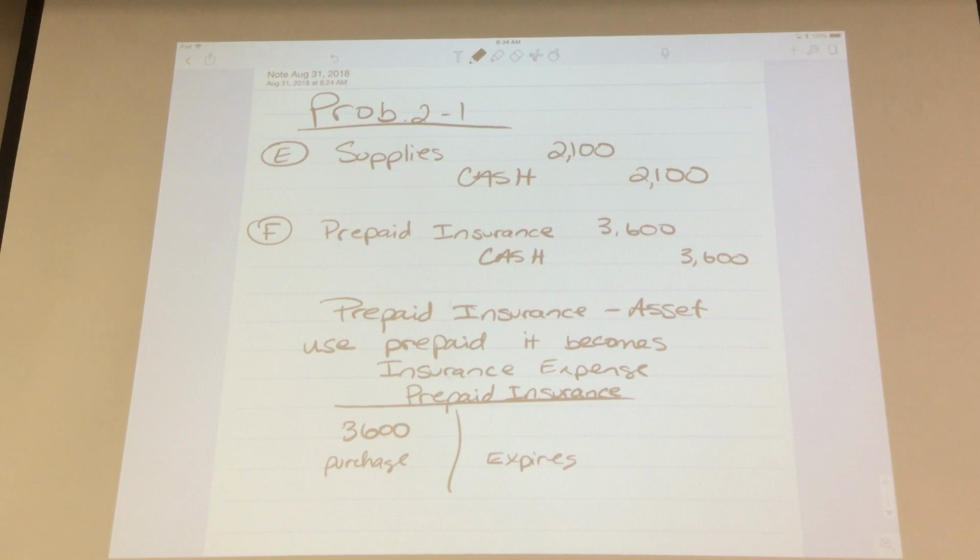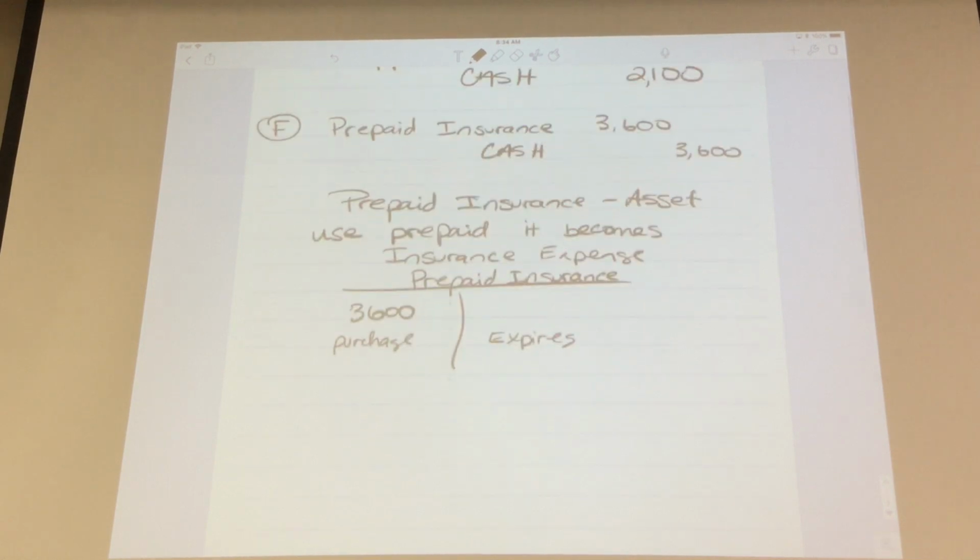We'll treat prepaid rent the same way. If you pay rent in advance for, say, 3 months, then as that rent expires, as the months go by, we'll lower the asset and turn it into rent expense. Okay? All right, so that's prepaid. So letter F. Next is letter G.